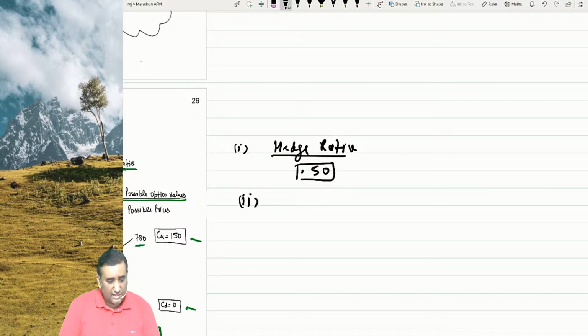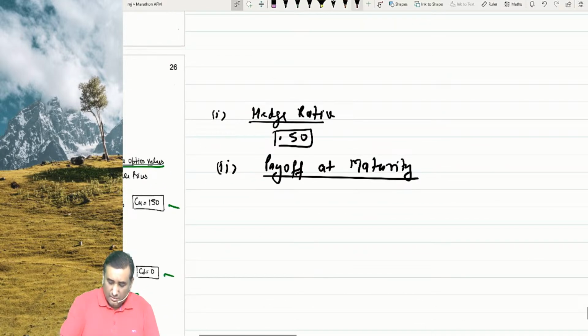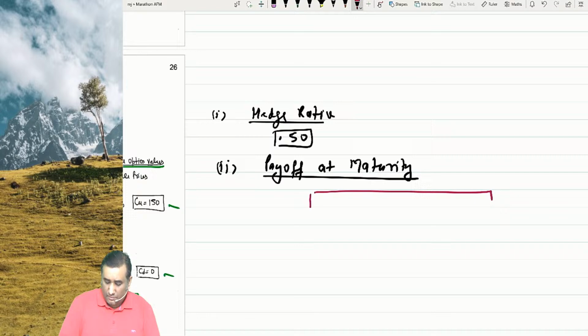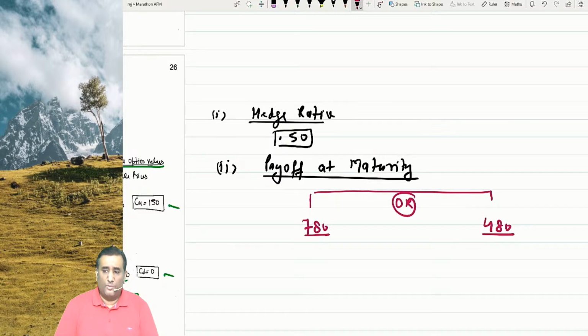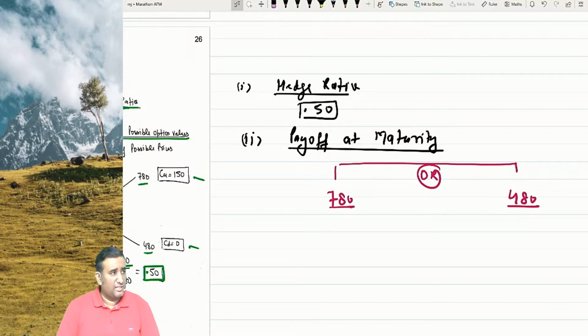In the second part, I create a portfolio, or let me try to find the payoff at maturity. What are the two expected prices at maturity? 780 or 480. How many shares did you bought? When you go back home, you'll be able to see it is done. But I do it with the borrowing, in a different way now.